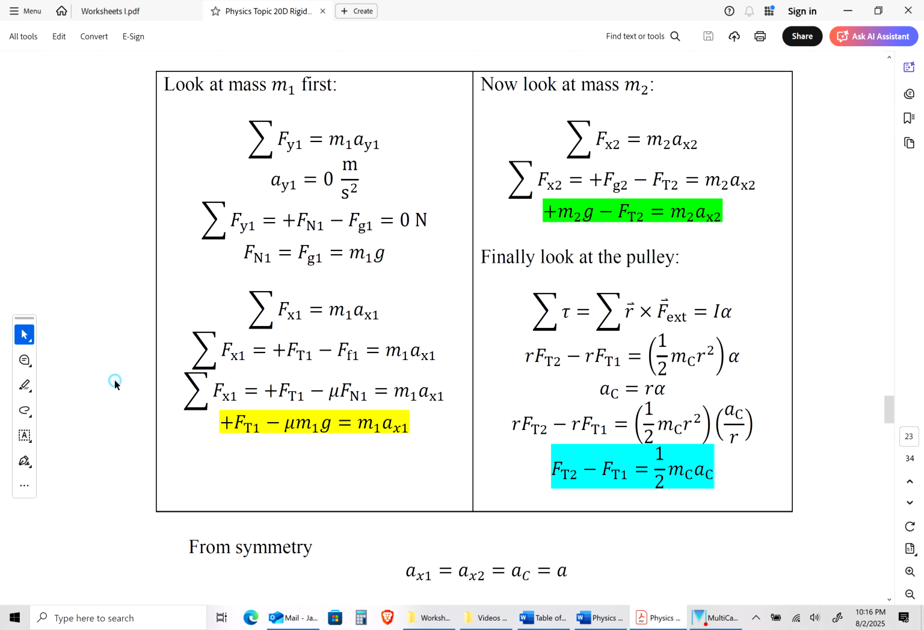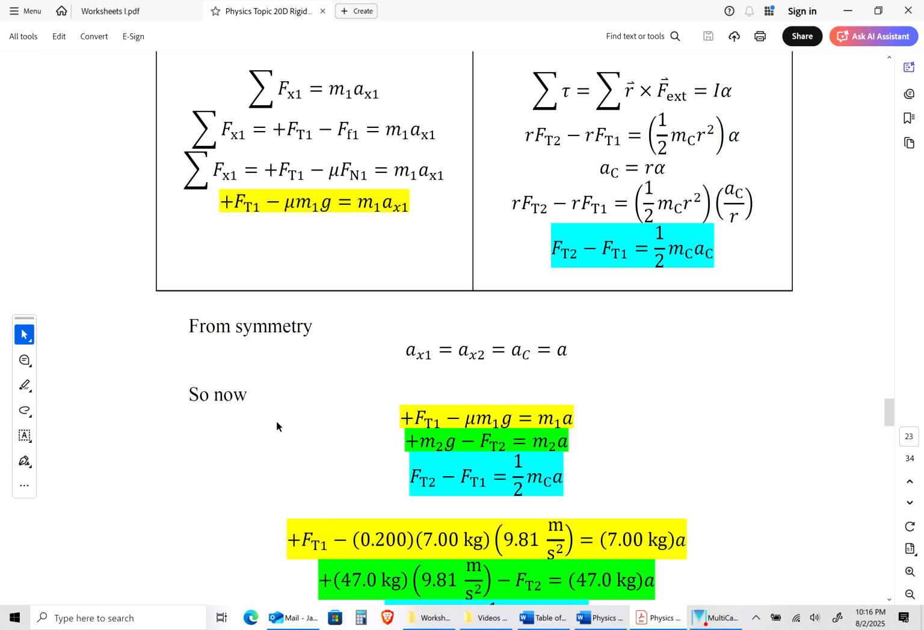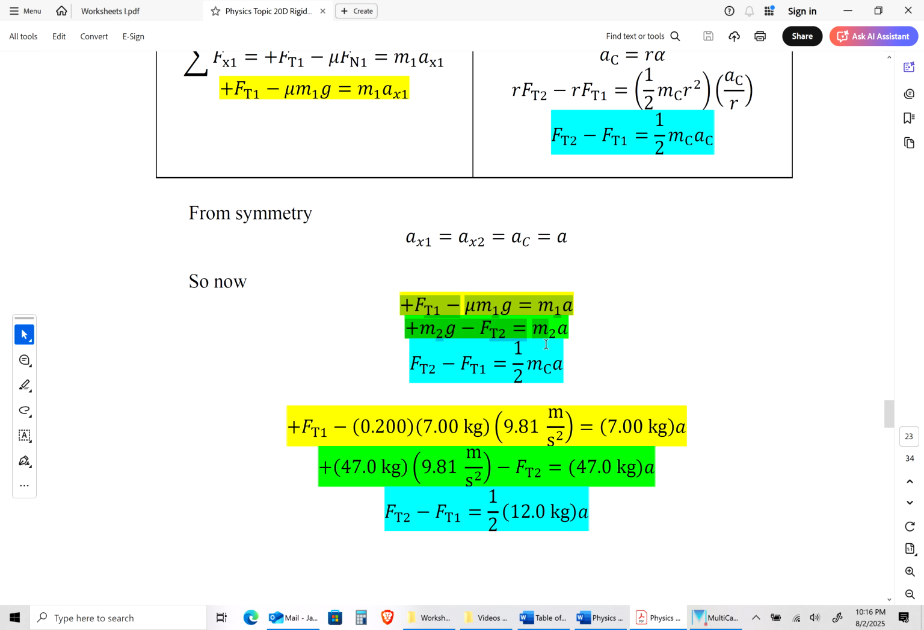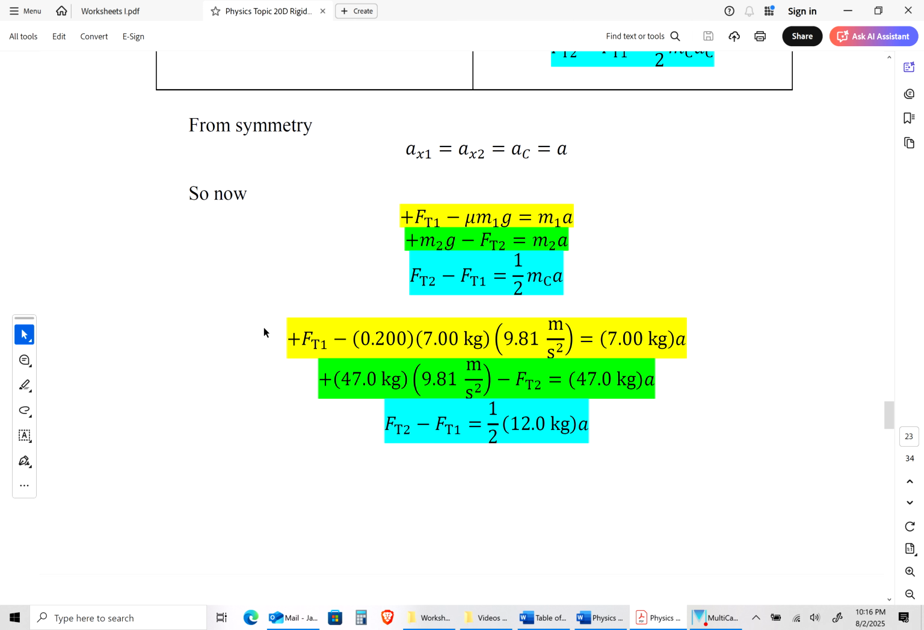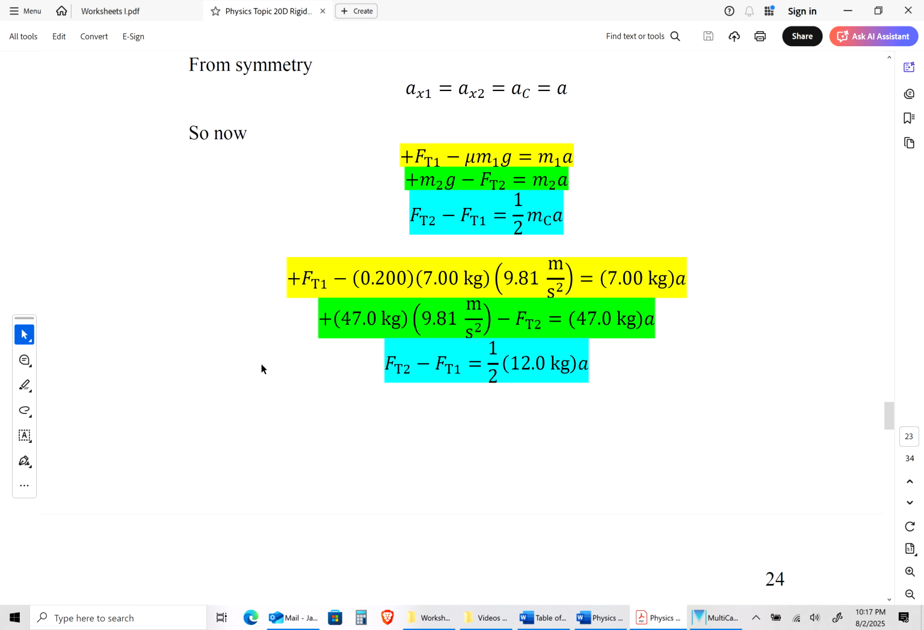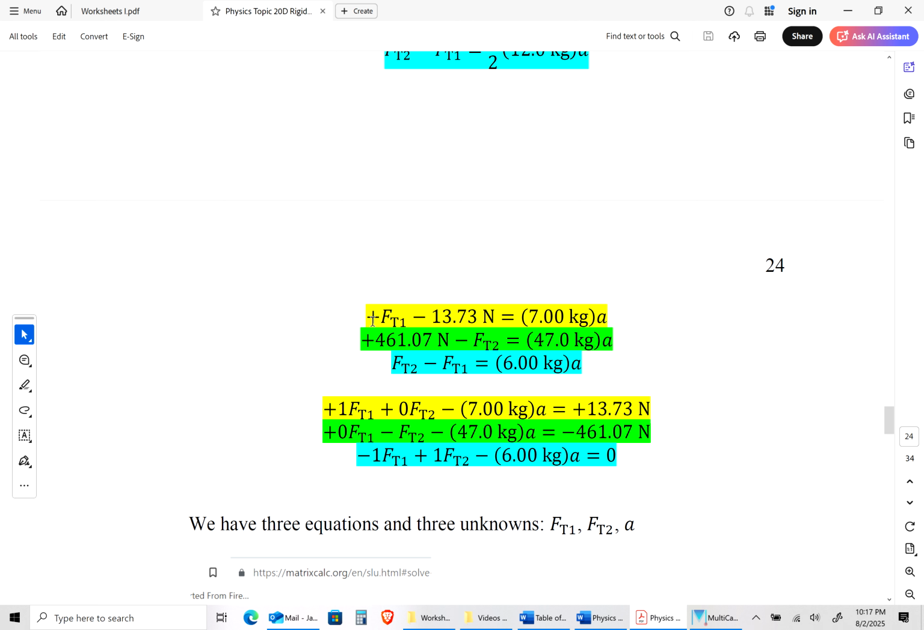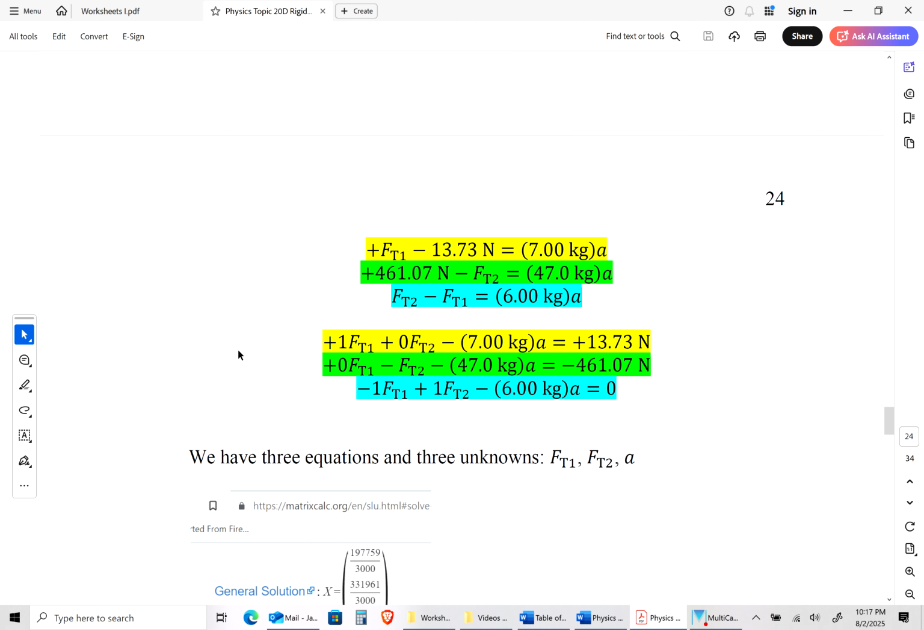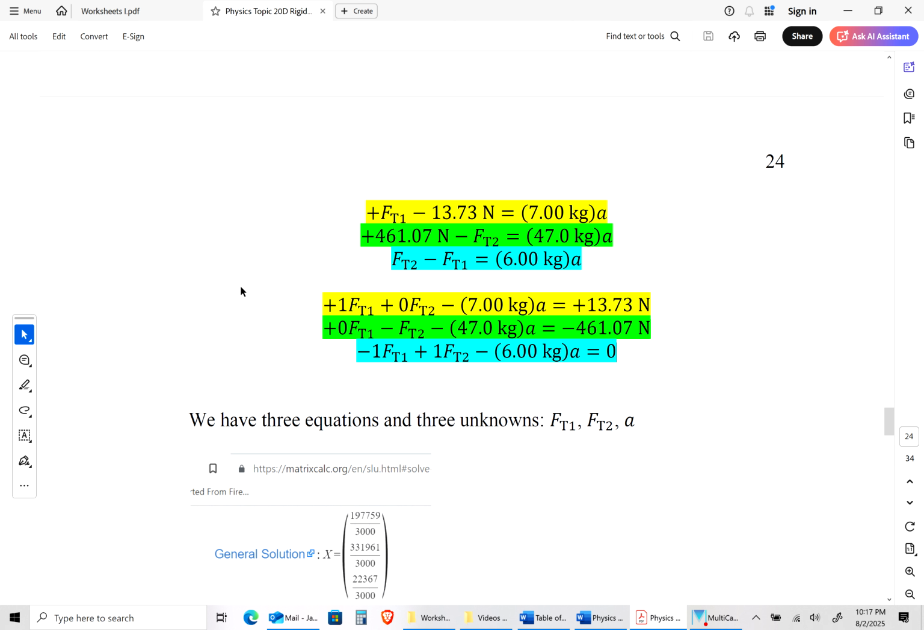So from symmetry, a sub x1 equals a sub x2 equals a sub xc equals a. So now we have these three equations, bam. Let's plug in the numbers that we know, bam. Three equations, three unknowns is painful to solve. We're solving for force tension 1, force tension 2, and acceleration. So we simplify it to be this, and I move all the unknown variables to the left side, and the numbers to the right side.